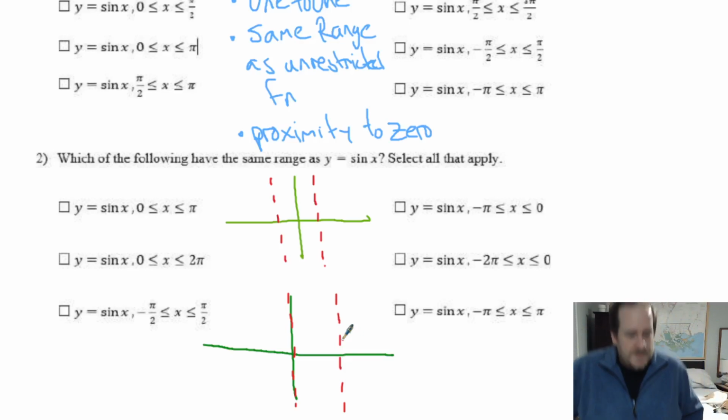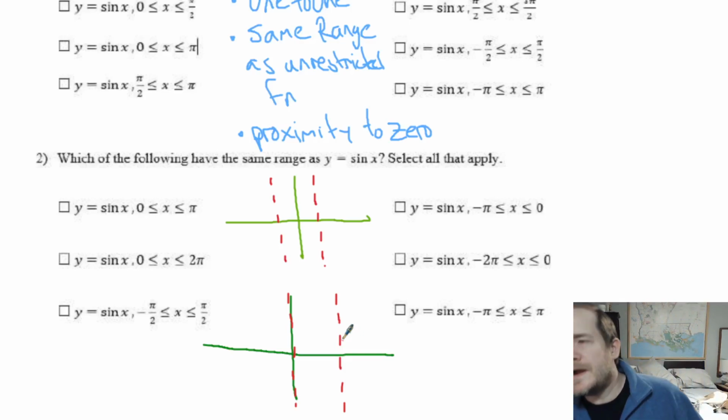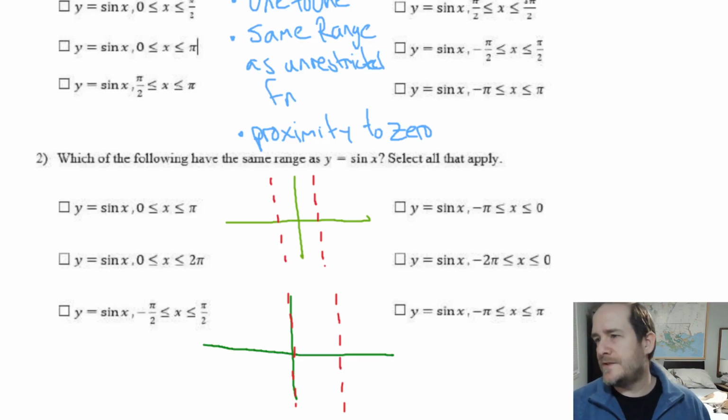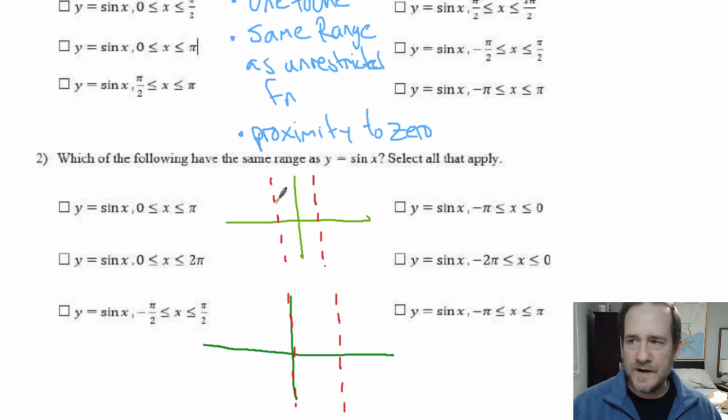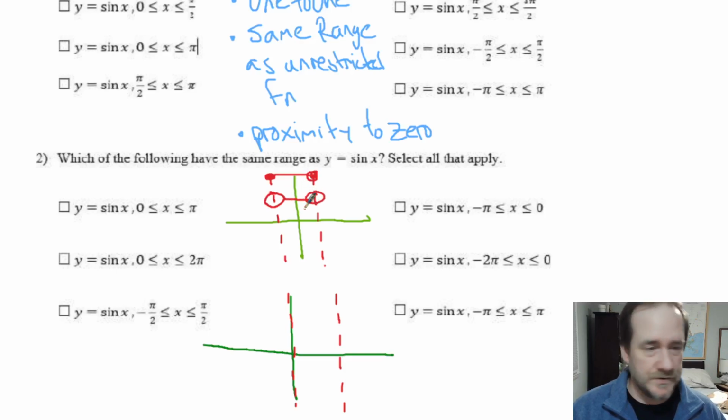The ones that seem more complicated really aren't more complicated. It's just for domain and range. For the sine function, we went from negative pi over 2 to pi over 2, and we included the ends. For tangent, we went from negative pi over 2 to pi over 2, but we did not include the ends because they were asymptotes.